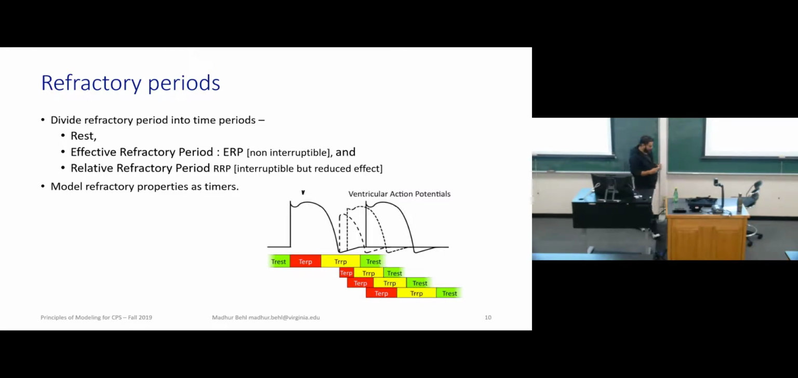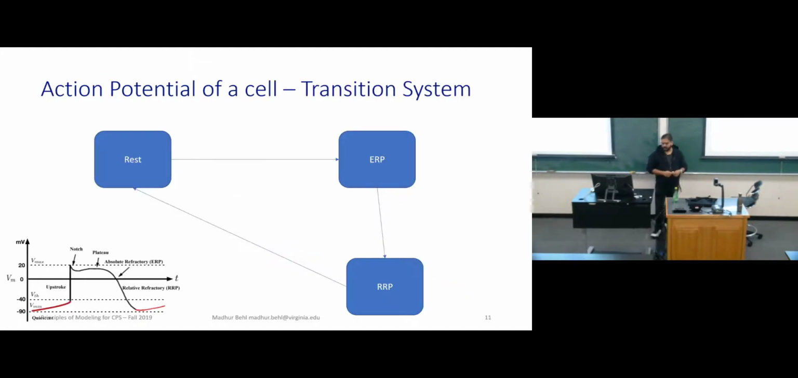And we will use this fact to start thinking about how to model a single cell, right? So we will model the refractory properties as timers, something that the pacemaker also does. So let's begin that. So this is one way of thinking about a single cell or the action potential. And this is what is called a transition system.